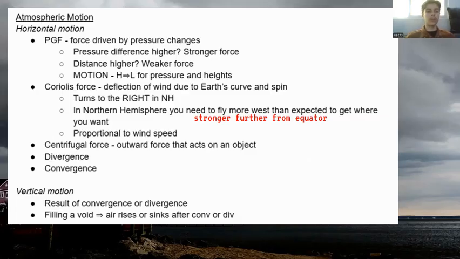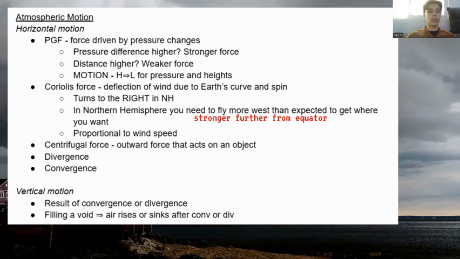Distance can also affect this force. If there is more distance between the two differing pressures or the isobars, a bigger distance between them means it's a weaker force. If they're closer together, if that change in pressure is closer together, then stronger force, stronger wind too. Another horizontal force that we have is the Coriolis force. Some people call it Coriolis effect also. But this is going to be a deflection of wind.